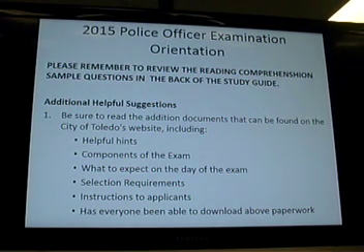Please remember to review the reading comprehension sample questions in the back of the study guide. Additional helpful suggestions. 1, be sure to read the additional documents that can be found on the City of Toledo website, including helpful hints, components of the exam, what to expect on the day of the exam, selection requirements, instructions to the applicants.